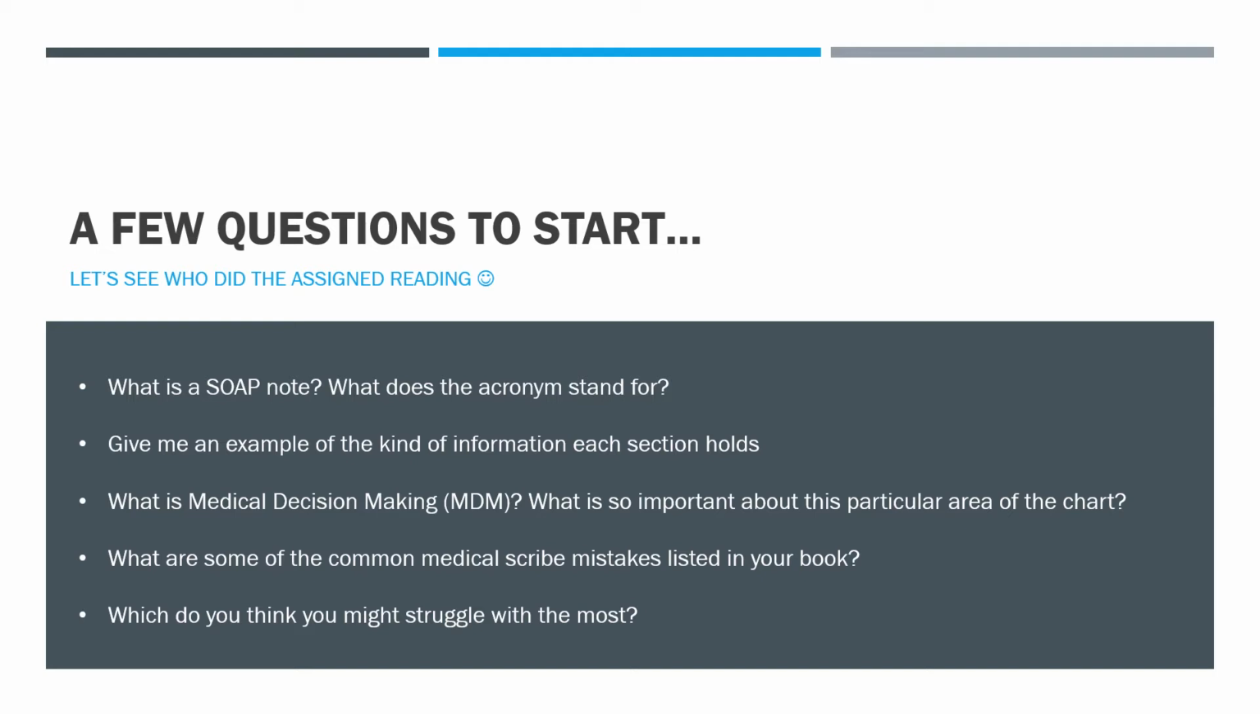What is medical decision making? So we kind of spoke about this in the previous lecture. What is so important about this particular area of the chart? What are some of the common medical scribe mistakes listed in your book, and which do you think you might struggle with the most?